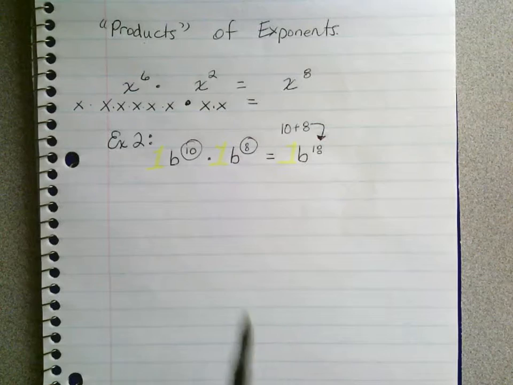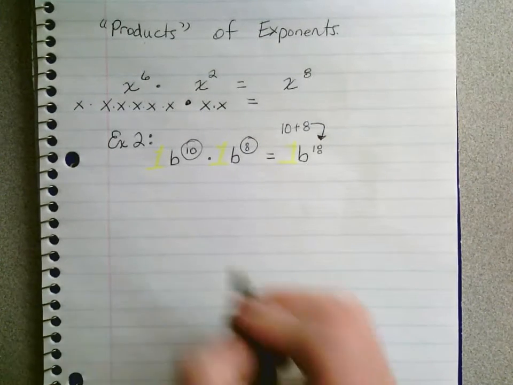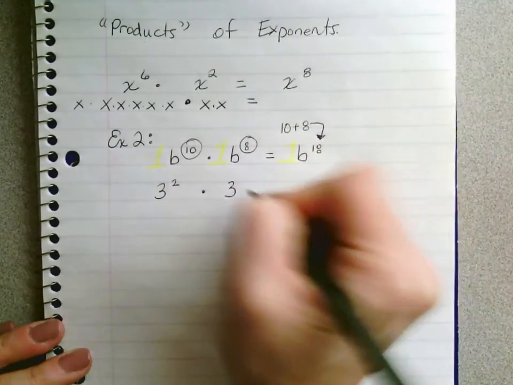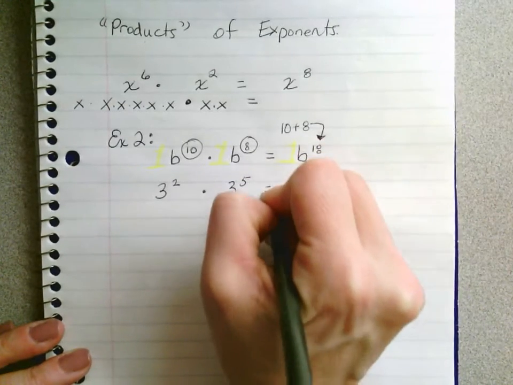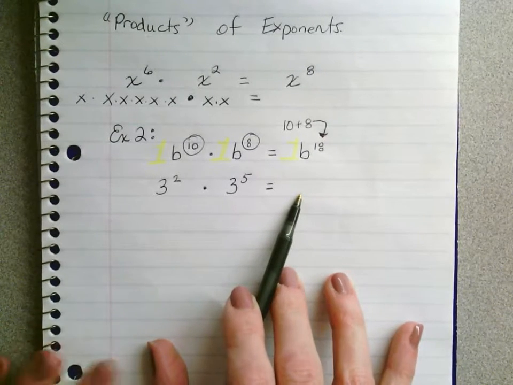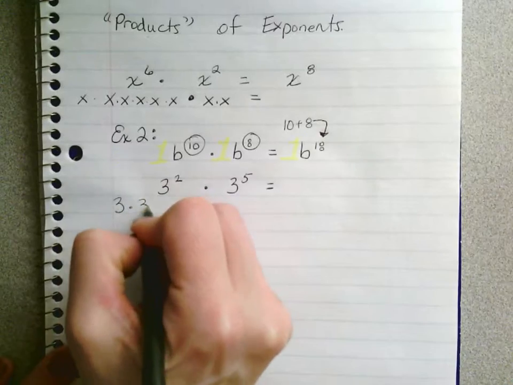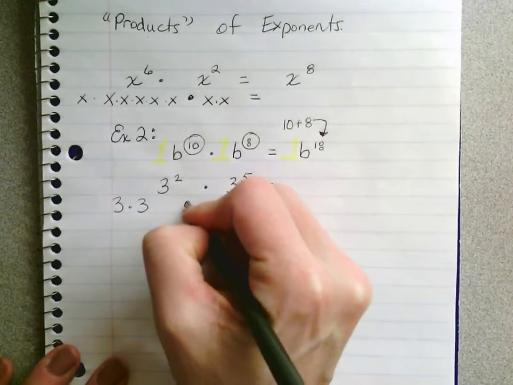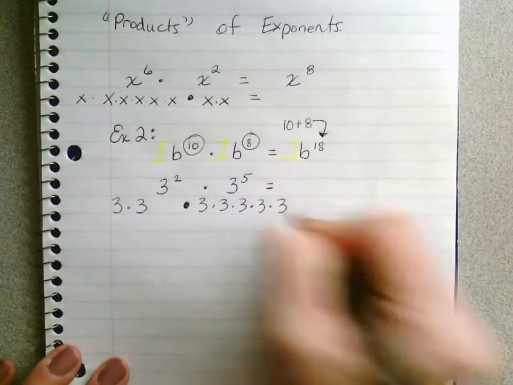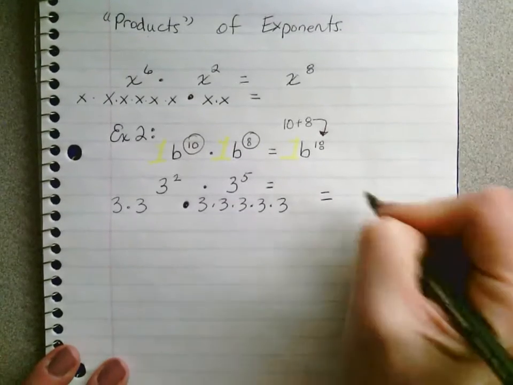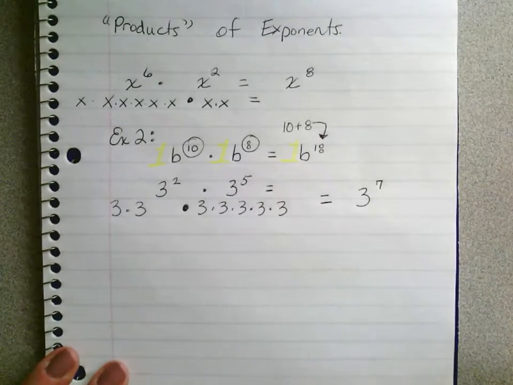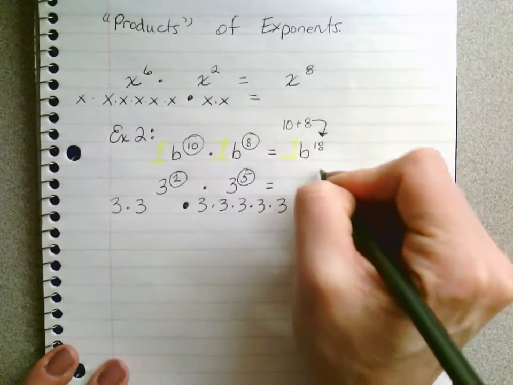Where it might feel a little weird, so this is variables, is something like this. 3 squared times 3 to the 5th. You might want to say to me, well, 3 times 3 is 9. But if you look at this a little more closely, we're multiplying 3 by itself twice over here, and 3 by itself 5 times over here. The end result is still 3, but the exponent becomes a 7 because we add together the 2 and the 5.